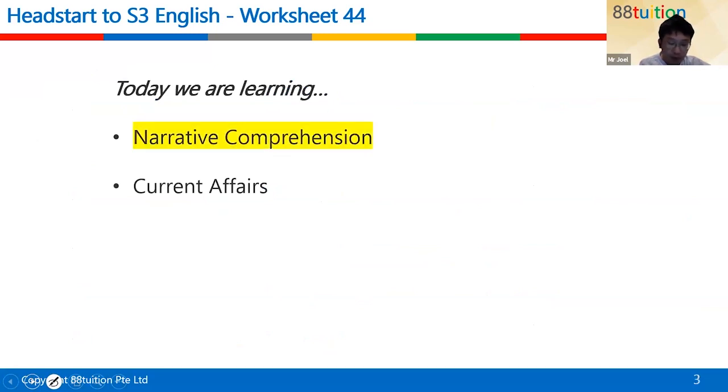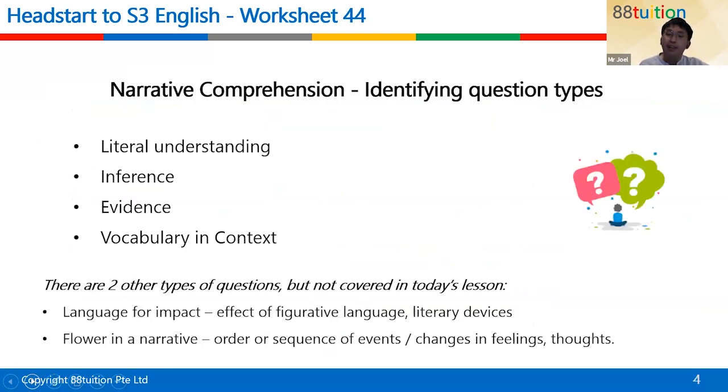So narrative comprehensions. There are a few question types that will appear in your narrative comprehension, and they can be broadly categorized into these 4. First would be literal understanding, where you can just copy the answer directly from the passage, like literally the answer is just right there. Number 2 is inference, where you need to make a guess. Number 3 is where you have to find evidence within the passage. Those could be your ones where you have to quote a word or quote a phrase, or find evidence that something is true or something is not true, that kind of thing.